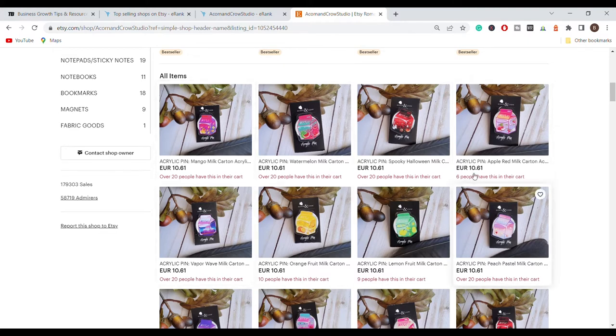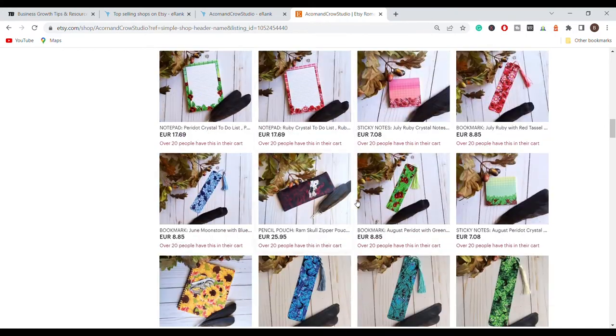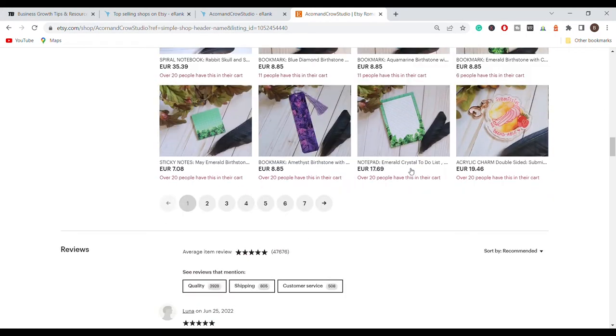And here you can see that they are trying to push their acrylic pins, and you can see all their styles and all their messages right here. We also have the notepads and the bookmarks right here.